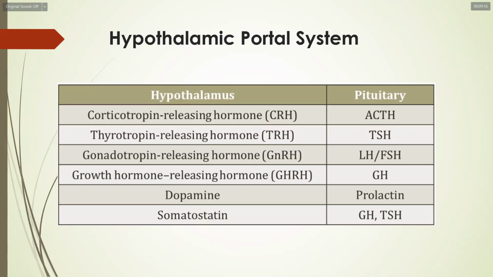Dopamine inhibits prolactin. As you all know, most of the hormones in the body work by either positive or negative feedback, but dopamine works by tonic inhibition. So the release of dopamine inhibits prolactin. And somatostatin inhibits both TSH and the growth hormone.